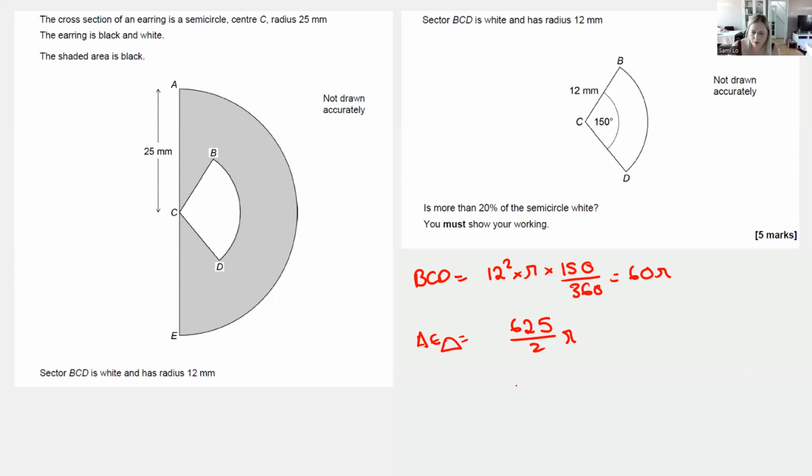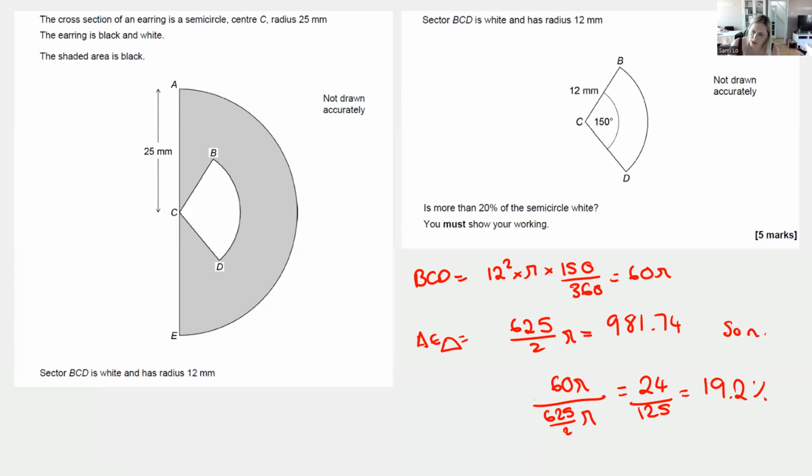Now, to do them as a percentage, we're going to have to put them over each other. So we're going to do 60 pi over 625 over 2 pi. The best way to do this, if you're struggling with your calculator, is to put it in as the decimal version. If you wrote that in, that would probably give you the same style of it. But I tend to just write in my answer now at the bottom just to make my life easier. And that gives you 24 over 125, which is 19.2 percent.